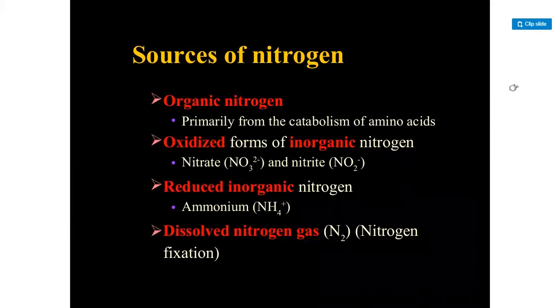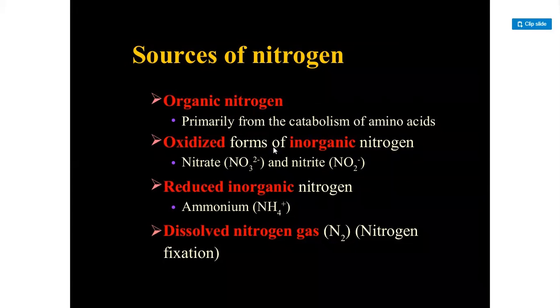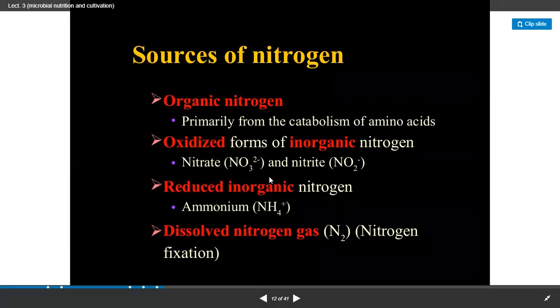What are the sources of nitrogen? Organic nitrogen is a source of nitrogen, and it is isolated from the catabolism of amino acids. Oxidized forms of inorganic nitrogen are also a source of nitrogen, such as nitrate and nitrite. Reduced inorganic nitrogen is also a source, such as ammonium. And dissolved nitrogen gas is also a source of nitrogen.